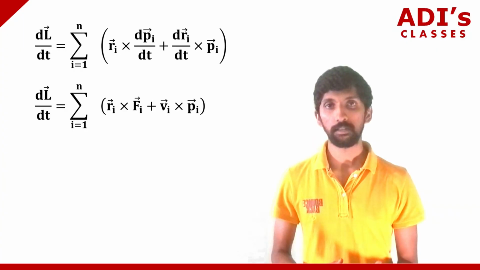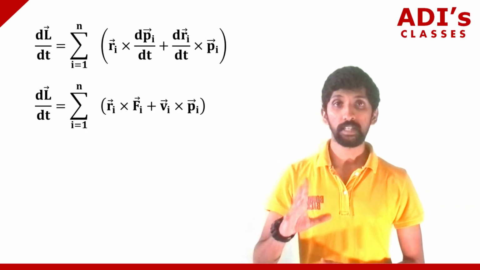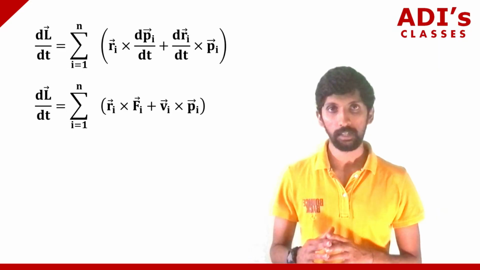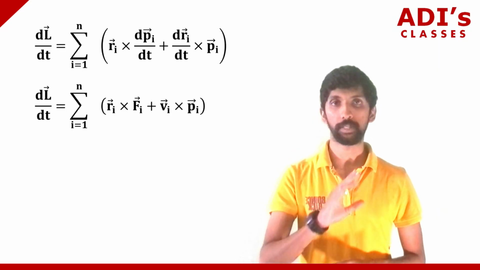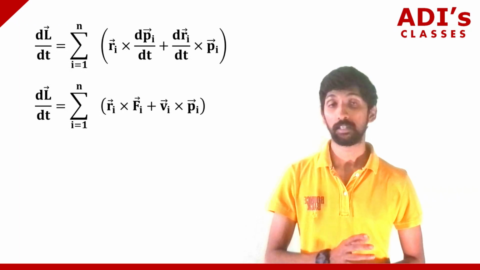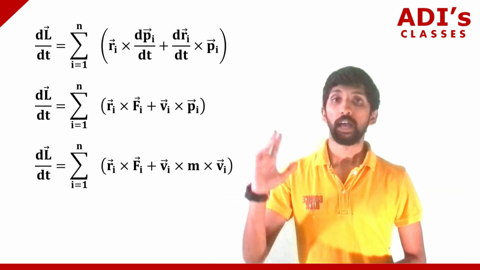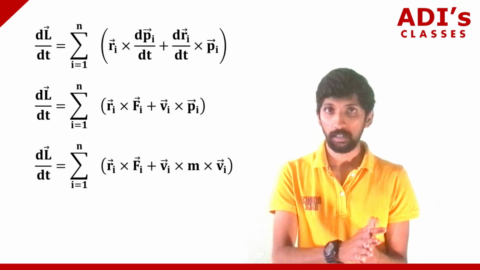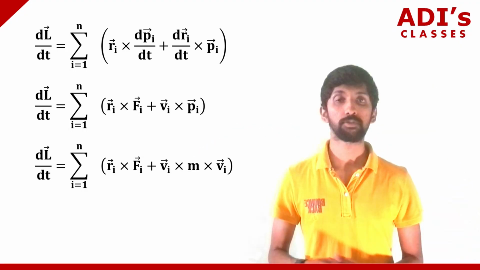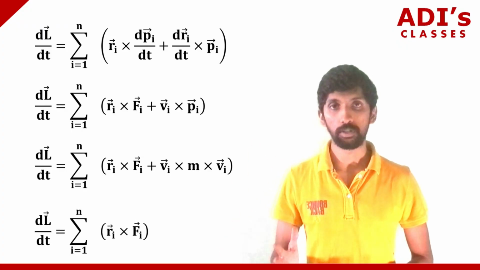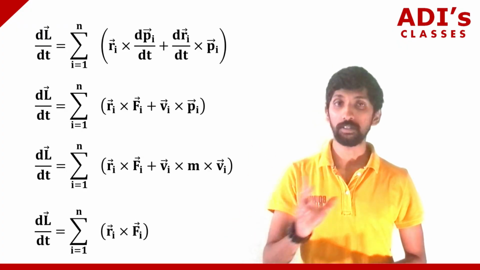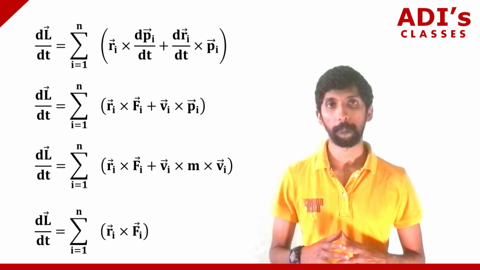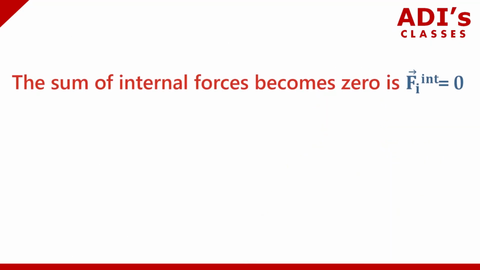If you substitute that, we get dL by dt is equal to sigma Ri cross Fi plus Vi cross Pi. Again, the momentum Pi is equal to m into Vi, so Vi cross Pi is nothing but 0. So we get dL by dt is equal to sigma Ri cross Fi, i ranges from 1 to n. So this is what we have. Again, what is Ri cross Fi? We have torque.